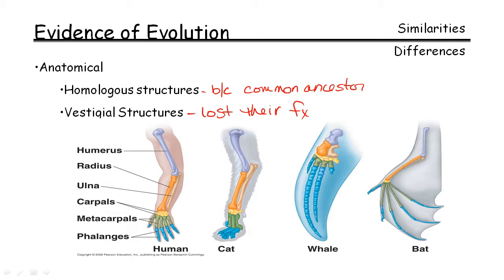The appendix in humans would be another one. We don't know of a function for the appendix, and many people do have problems with the appendix, and they do have it taken out. So that would be what we would also call a vestigial structure. It's a structure that may have had function in our earlier ancestor, but at this point, it has lost its function, at least in humans.